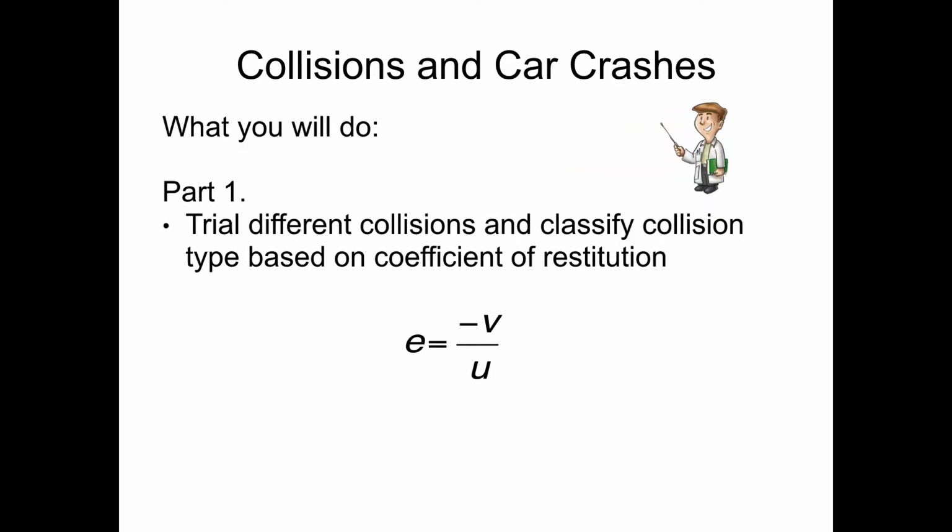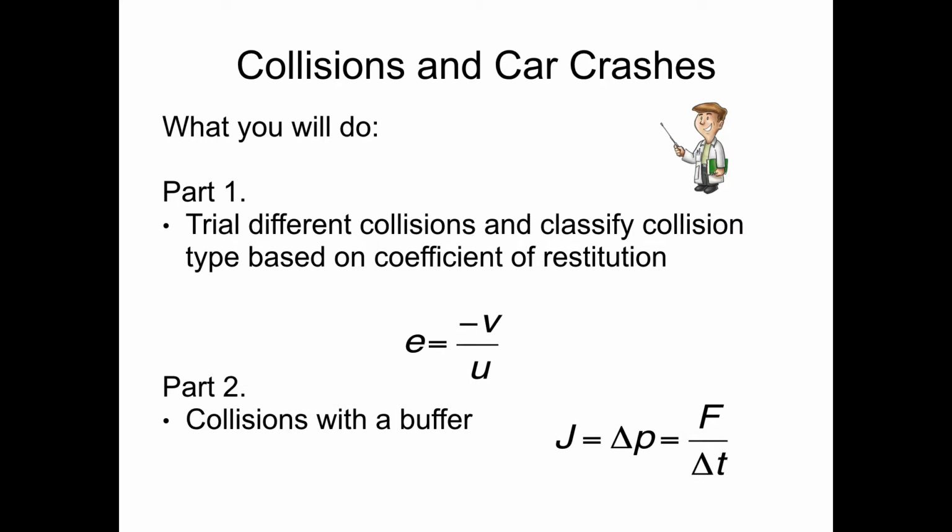For part one of what you'll do in the lab, you'll be looking at different collision types and classifying them into different collision types, being elastic, inelastic, or partially inelastic, based off the coefficient of restitution that you calculate, which is the E here, which is equal to the negative of the final velocity over the initial velocity of a car in a collision. That will give you a value between 0 and 1, which will tell you what collision type you have.